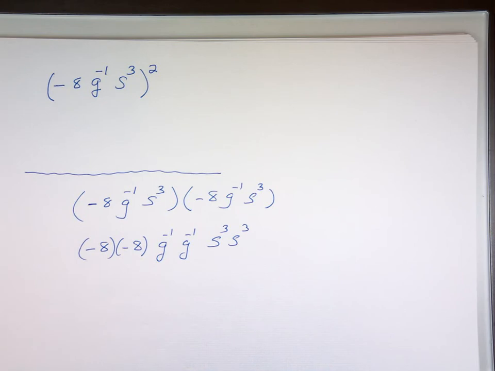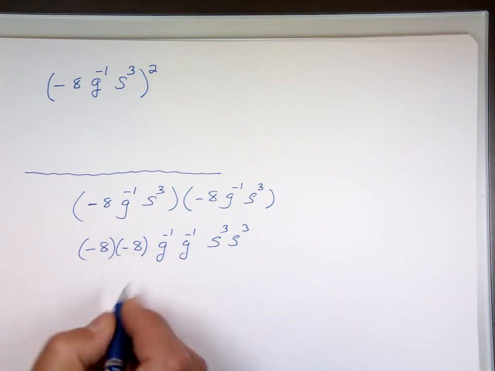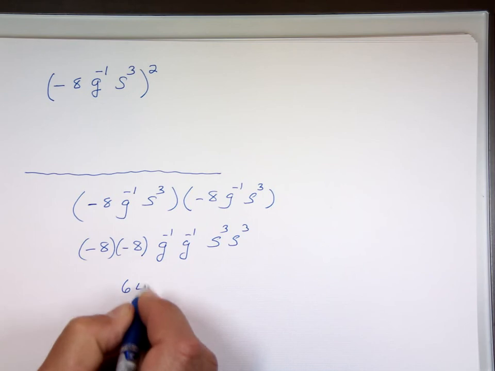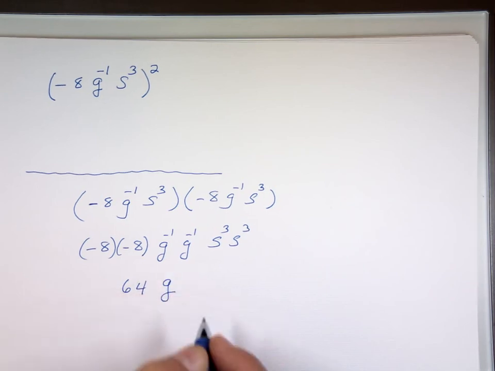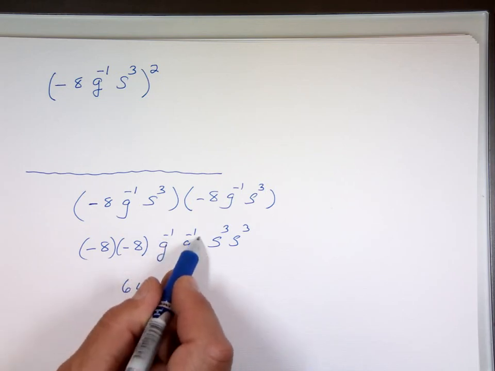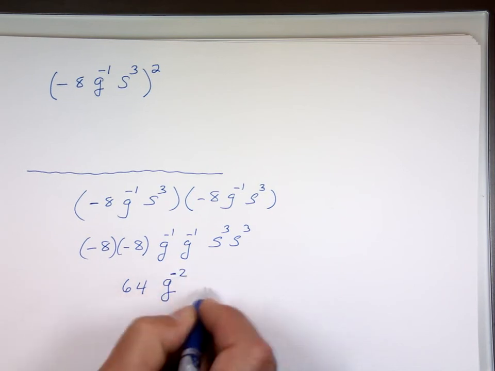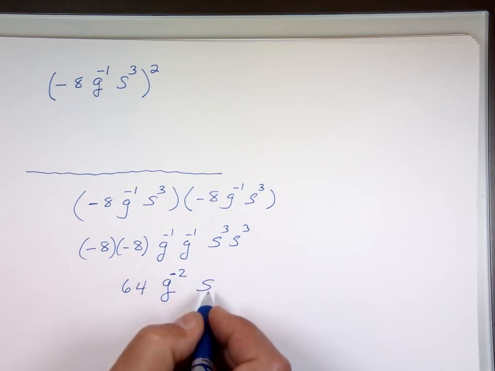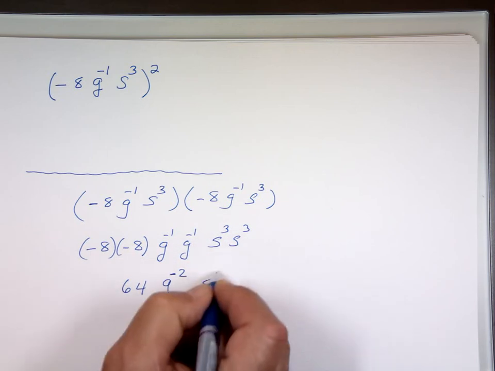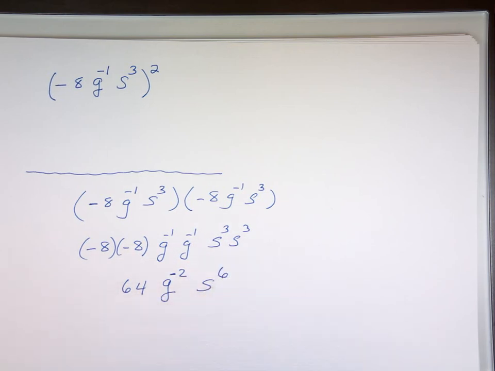What's negative 8 times the negative 8? 64. G to what power? When you multiply, what do you do with the exponents? You add them. Minus 1 plus a minus 1, which is what? Negative 2. And again, s to what power? You add the exponents, which is what? 6. Can you see it?